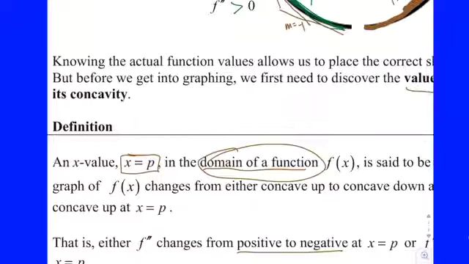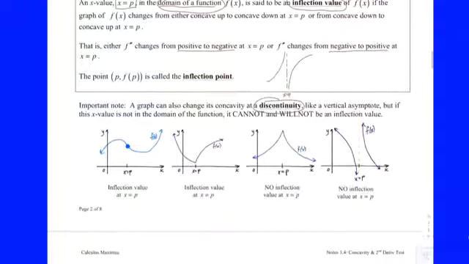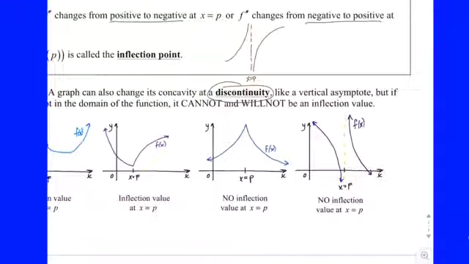Just like the critical value, it has to be in the domain of the function. So again, a vertical asymptote would be what I would call a very important value, but it's not going to be an inflection value, okay? So if it's not in the domain, it cannot and will not be an inflection value.